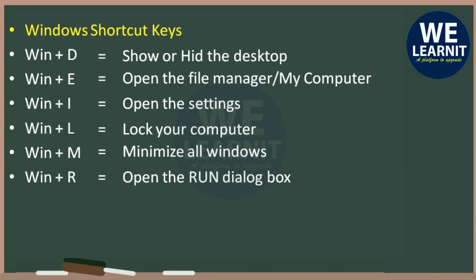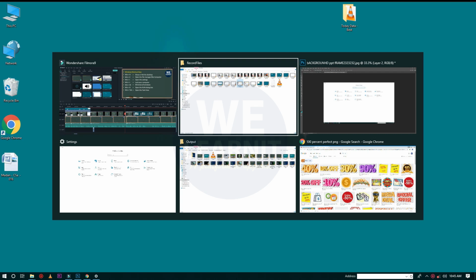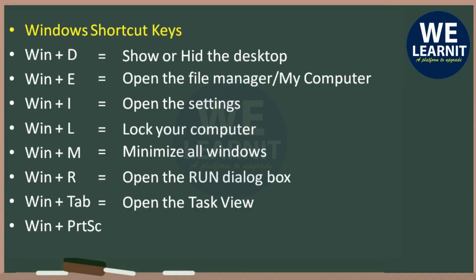Now the next key is Windows Tab. And the Windows Tab key is used to open the task view. So we can watch all the tasks from here. It's similar to where we hold Alt Tab. Okay, so let's see. I press Windows Tab. So now you can see it gives me the view of all the programs that are presently open.